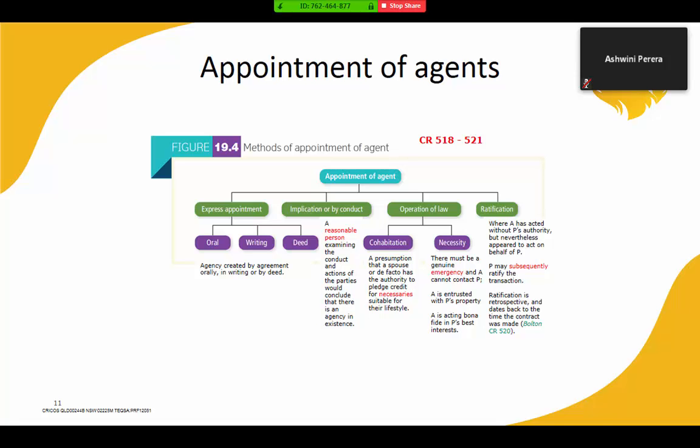A larger requirement is the one next to it, where there is a necessity. Not necessarily something that the spouse would bring upon you, but something that the situation makes necessary for someone to take actions so that they preserve, for example, goods from being lost or perishing. Okay? Whatever cost that they incur, you will have to be responsible for as the principal, because now they acted as if they were your agent. We'll look at examples. There must be a genuine emergency, and the agent cannot contact the principal. Okay? So they have to take action on the spot. And that's how they're going to bind you in a contract with a third party that you will then have to pay for. So A is entrusted with the principal's property. A is acting bona fide in the principal's best interest. We'll look at examples once we finish these slides.